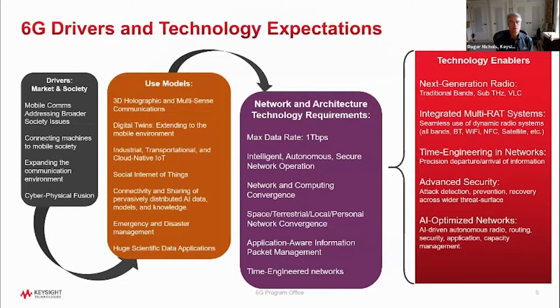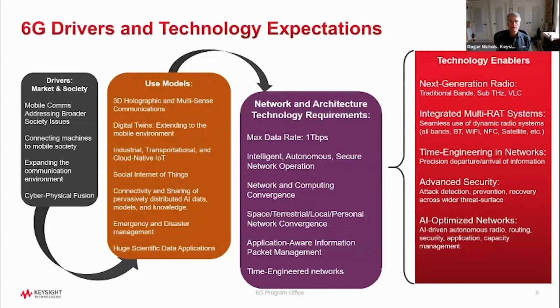Okay, thanks. So I think this morning everybody saw a discussion of market drivers and use models, and also to some extent an introduction to the requirements of the network, and that's on the left side here. The technology enablers come in 5 groups here, and next generation radio, there's a lot of talk about sub-terahertz and maybe visual light communications, but you can expect a lot of work happening at the traditional bands as well, including improvements that will be made in the 5G space in FR2.